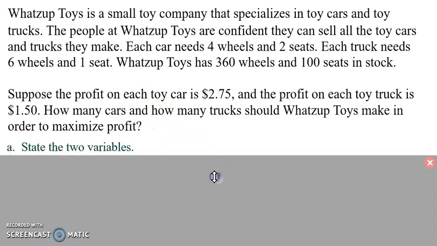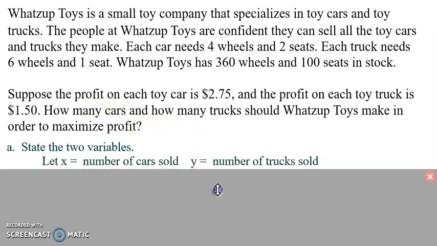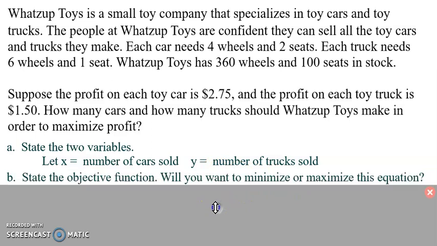Well, first we need to figure out what our variables are going to represent. So x and y: we don't know how many cars we're going to sell and how many trucks we're going to sell. That's what we're trying to figure out. The two things that are unknown, that could change each day, are the number of cars sold and the number of trucks sold. So we're going to do x is the number of cars that we sell each day, y is the number of trucks we sell each day.